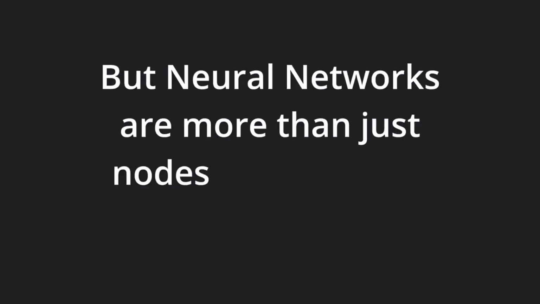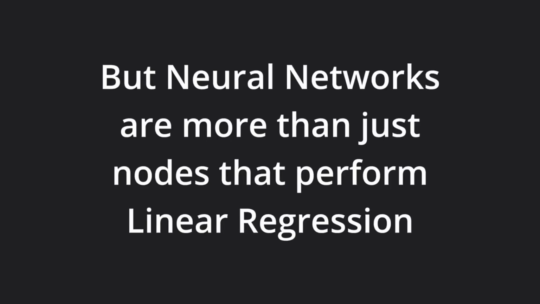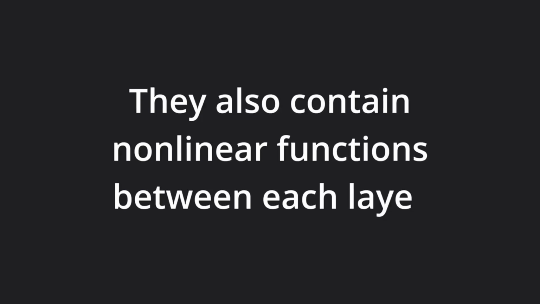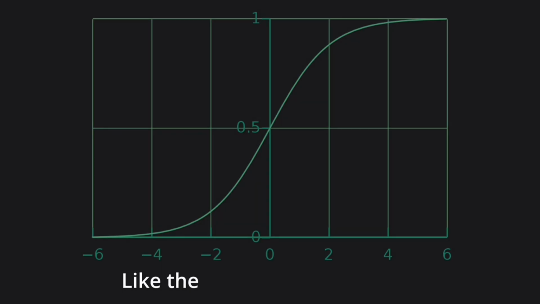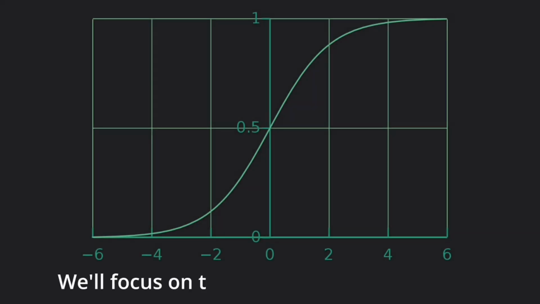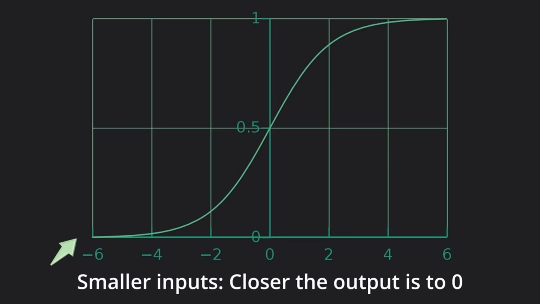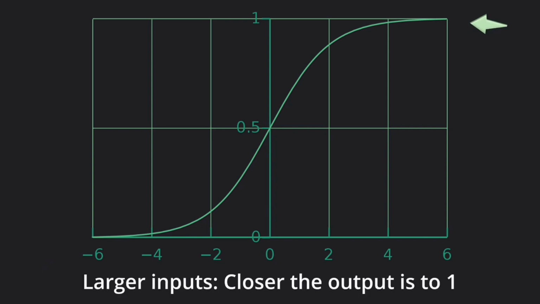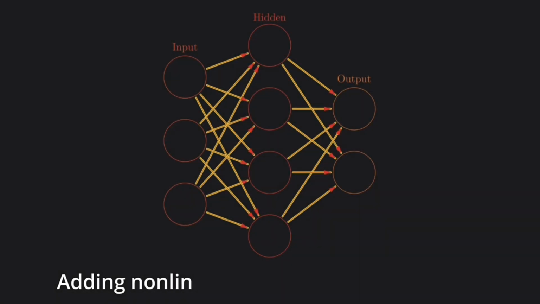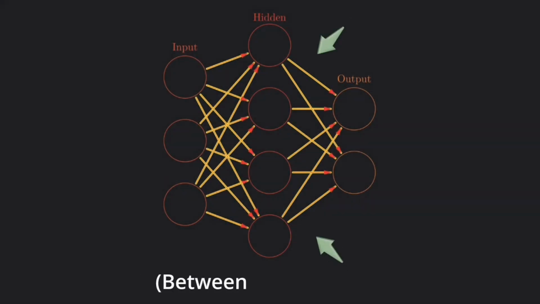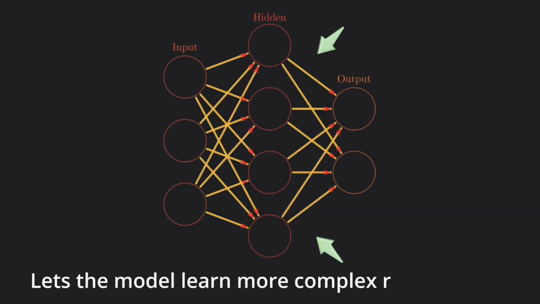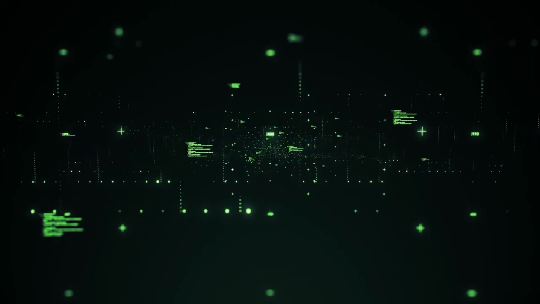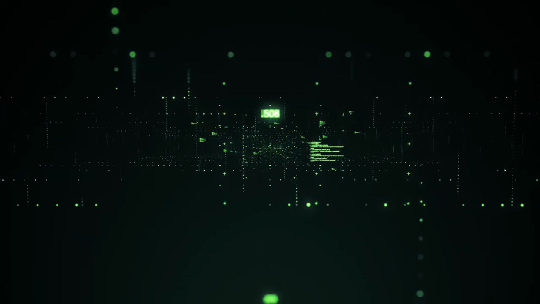But neural networks are more than just nodes that perform linear regression. They also contain nonlinear functions between each layer, like the sigmoid and the ReLU. We'll focus on the sigmoid function for now. The smaller the input, the closer the output is to 0, and the larger the input, the closer the output is to 1. Adding nonlinear functions like the sigmoid between linear layers lets the model learn more complex relationships, since we know that most data isn't strictly linear.